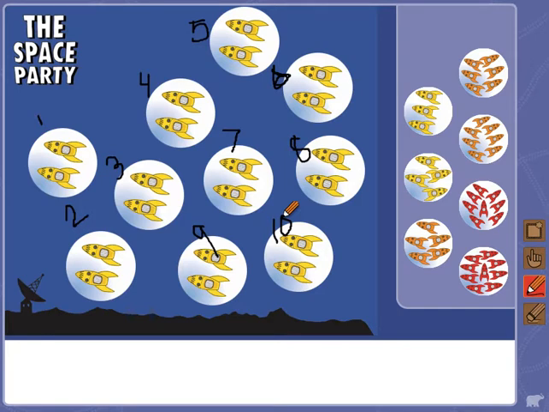I would like you to either write down, if you have a piece of paper in front of you, or if you don't, just call it out. What is an equation we can write that matches this picture?